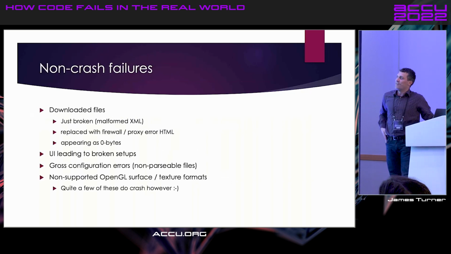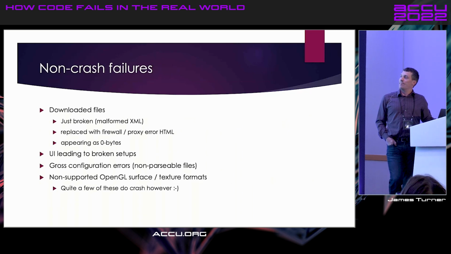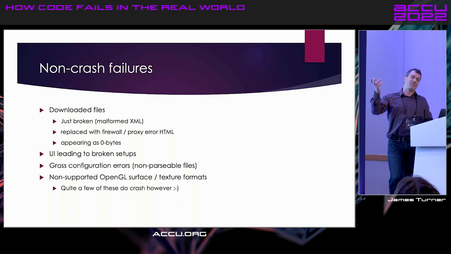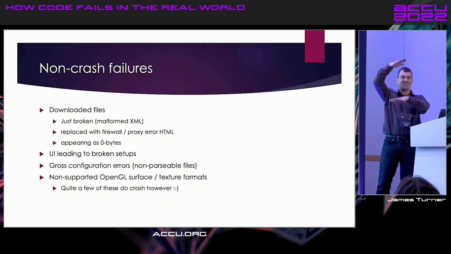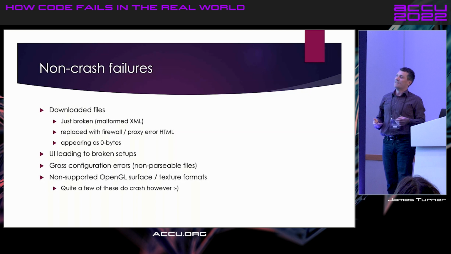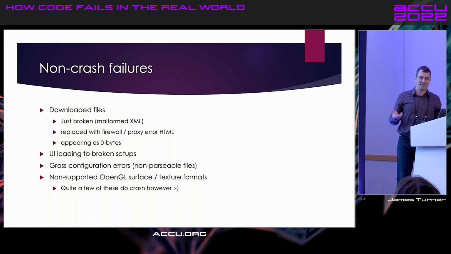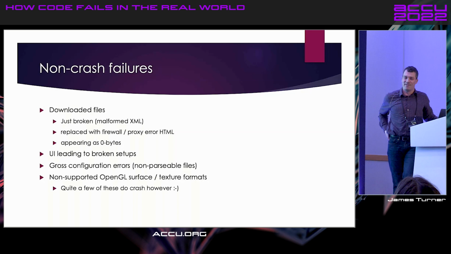So what are we actually covering here? Well, downloaded files. Some people just author broken XML because they can't write XML, or they used something that inserts the wrong kind of control characters. Used Word to edit the file, and it put curly quotes rather than straight quotes, which doesn't parse. Lots of things like firewalls and proxies replacing all content with the same 404 error message HTML rather than your actual content. And then also just things appearing as 0 bytes for no apparent reason. Again, this seems to be especially a Windows thing; sometimes it's actually a permission error, sometimes the file is 0 bytes for no apparent reason.